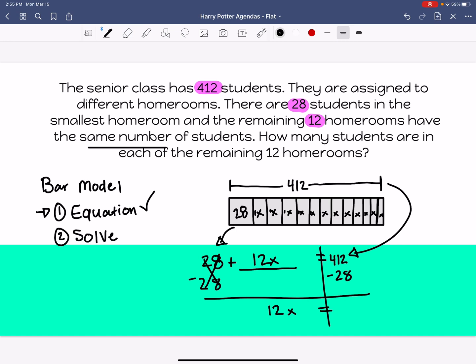Sorry guys. And 412 minus 28 gives us 384. Now x is being multiplied by 12, and we undo that with division. And we solve, we get x equals, and 384 divided by 12 is 32. So there are 32 students in each of the homerooms. So let's try one more.